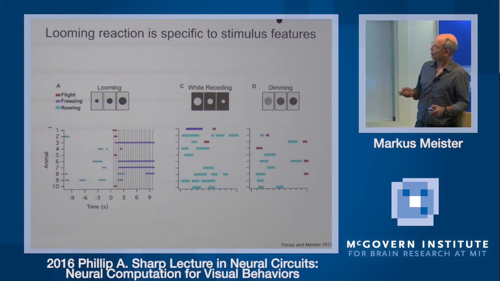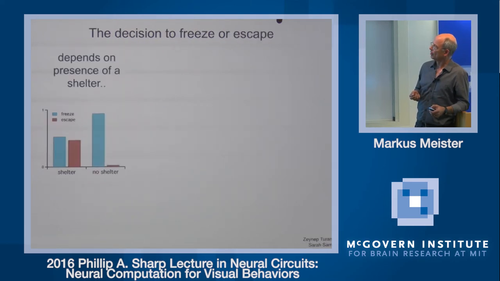So we wondered, of course, why do the animals freeze sometimes and escape some other times. And it turns out to depend on the conditions in which you do this behavioral test. In particular, if you offer the animals a shelter in the way that I showed you a moment ago, then about half the time they will freeze and half the time they will escape. And in fact, the same animal will make different choices on different trials. Whereas if you don't offer them that shelter, the animals will freeze almost all the time and run away only rarely.